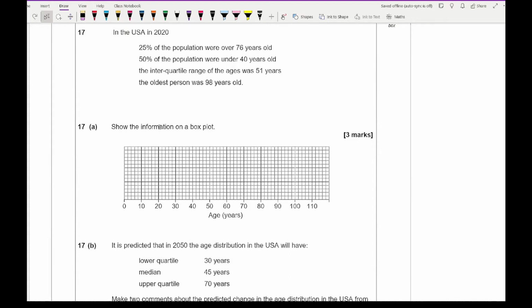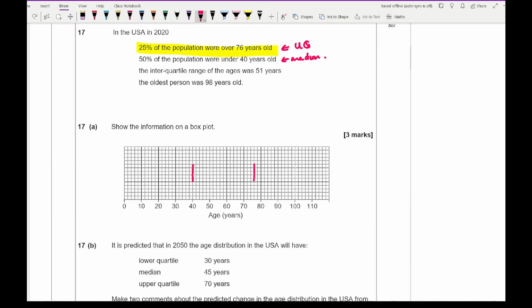old, 50% of the population were under 40, the interquartile range of ages was 51, and the oldest person was 98. Show the information on a box plot. So looking at this first one, we know that 25% were over 76, so this is our upper quartile. So our upper quartile is at 76, which is just there. The 50% mark, which is our median value, is at 40. So this here is my median.